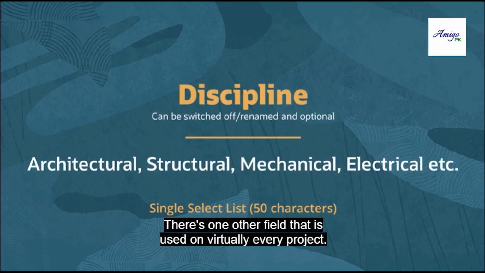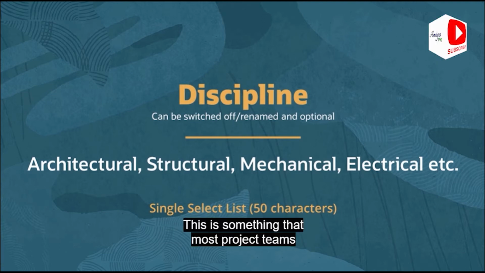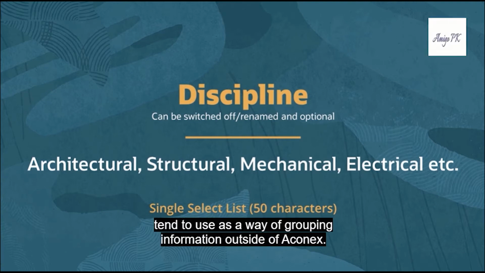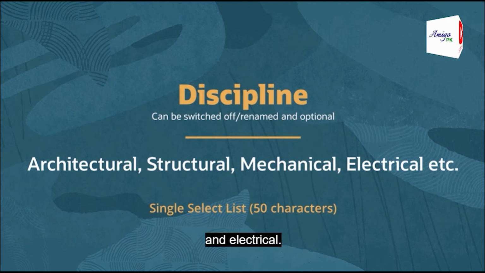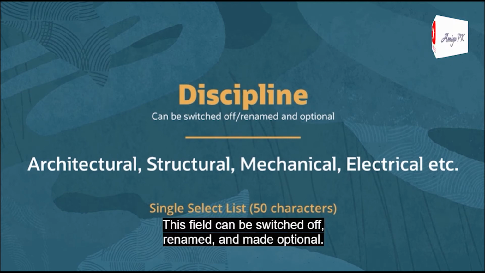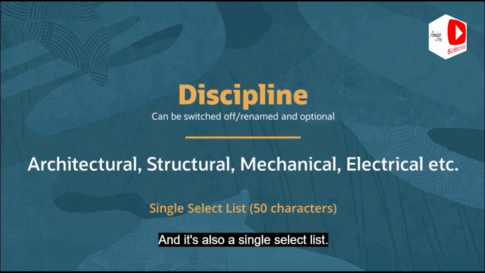There's one other field that is used on virtually every project, and that's discipline. This is something that most project teams tend to use as a way of grouping information outside of Aconex. Disciplines are typically roles like structural, mechanical, and electrical. This field can be switched off, renamed, and made optional. Again, we'd always recommend making this one mandatory if it's being used, and it's also a single select list.